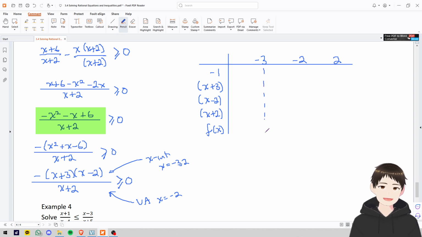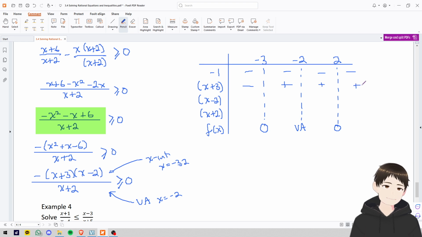My -3 appears as an x-intercept, so my y value is 0. My -2 appears as a vertical asymptote, so it's never touching. And my +2 appears as an x-intercept. Minus, minus, minus, minus. Minus, plus, plus, plus. Minus, minus. Plus. Minus, plus. And then minus, minus, plus, plus. We got positive, negative, positive, negative.